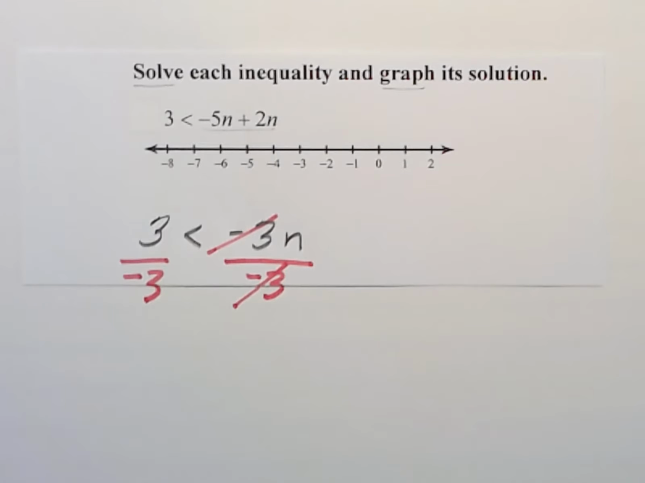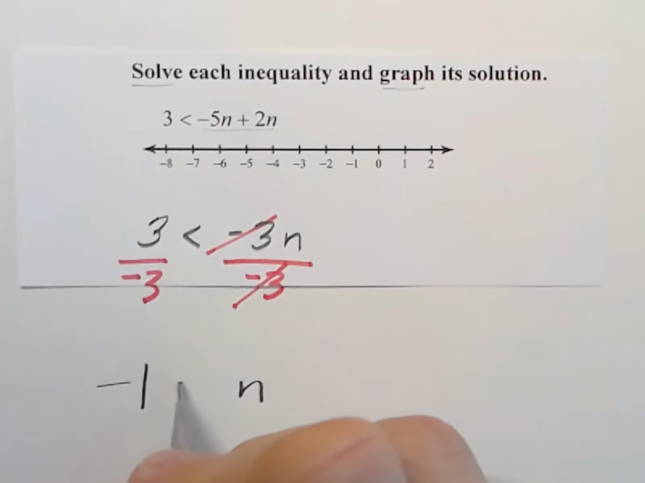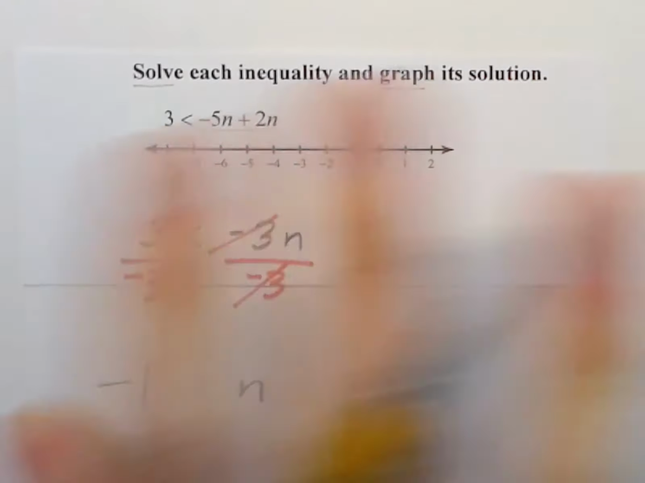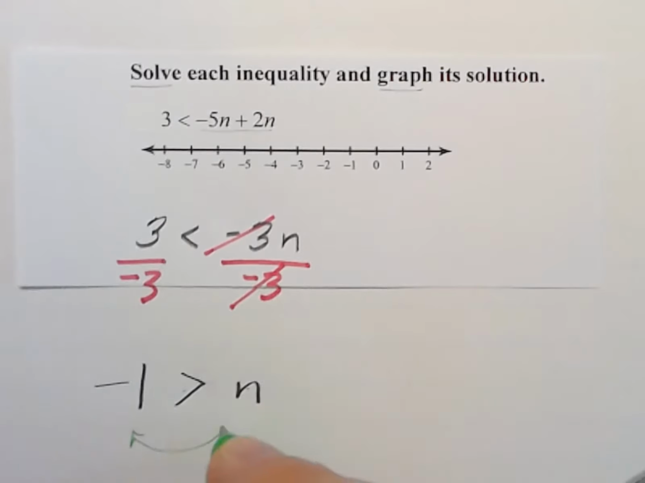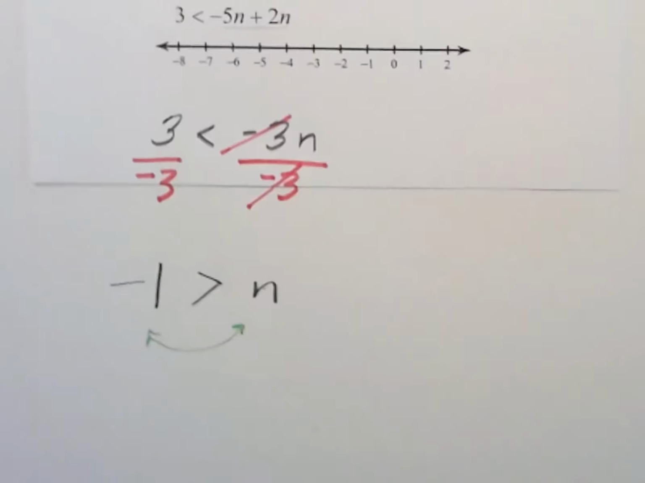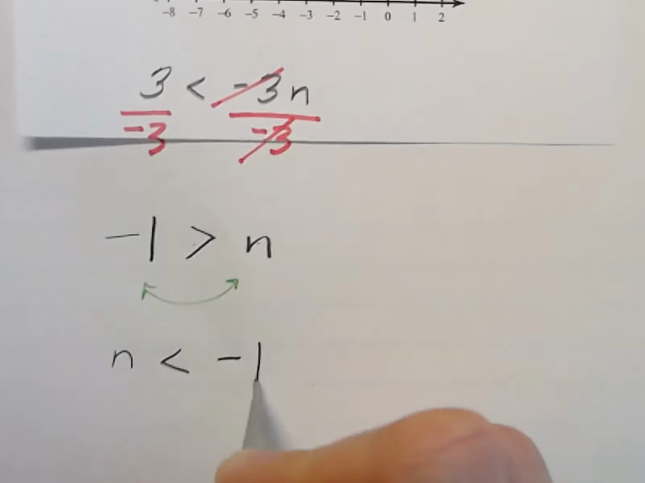And then on the right-hand side, 3 divided by negative 3 is, of course, negative 1. Over here we have an n, but because we're dividing by a negative number, we're going to flip the sign. So it's now going that way. So negative 1 is greater than n, or if we rewrite it and we just flip the whole thing, all I'm doing here is just flipping the parts, right? And I'm going to say that n is less than negative 1.